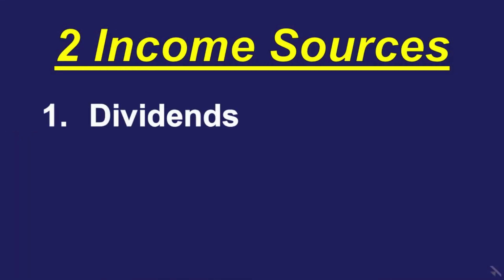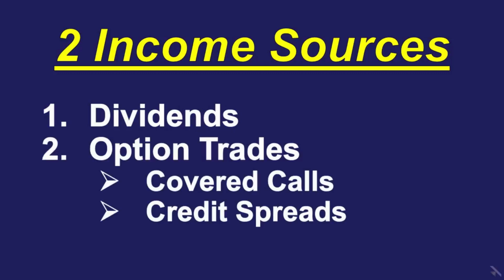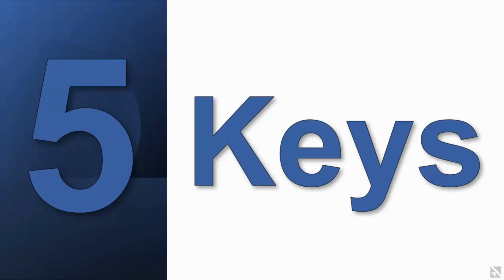Here at VectorVest, we teach generating income through two main sources. First, we do it through dividends. Second, we use option trades, primarily using covered calls and credit spreads. While dividends are a nice source of income, option trades are by far the main contributor to your income system. And as I said before, for many people, finding stocks for option trades appears complex. However, as you'll learn today, the key principles are much easier than you'd imagine, and it's something you can definitely do. So let's look at the 5 key principles to identifying the right stocks for your option income trades.